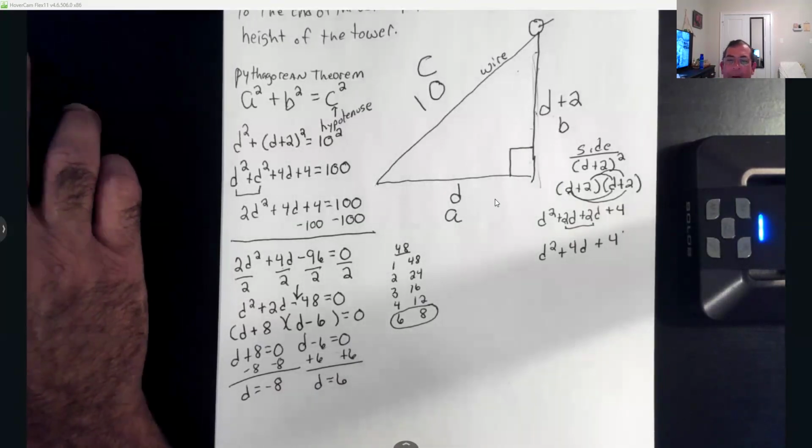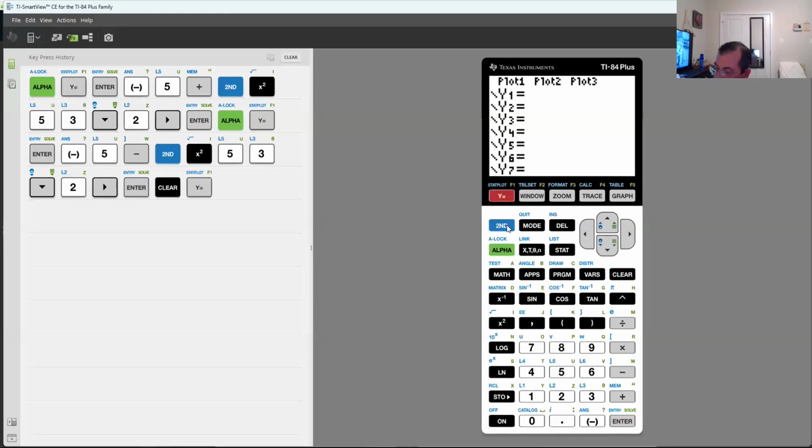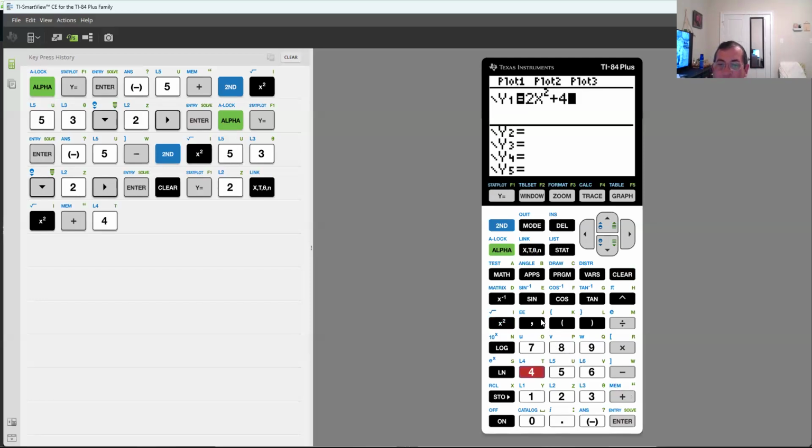So let me clear this off. I'm going to go y equals, and I'm just going to do the 2. Now remember, instead of D, you got to use x's on here. So 2x squared plus 4x minus 96. So I'm just going to graph it before I even divide it by 2 to make it smaller.